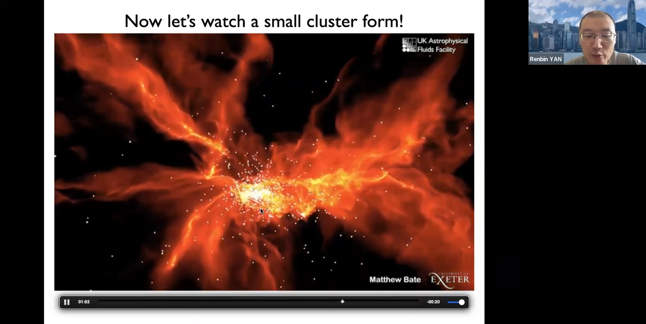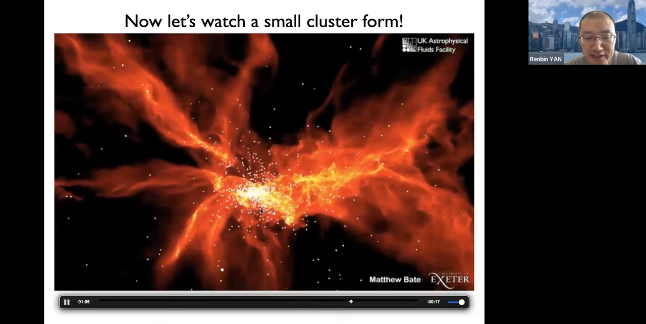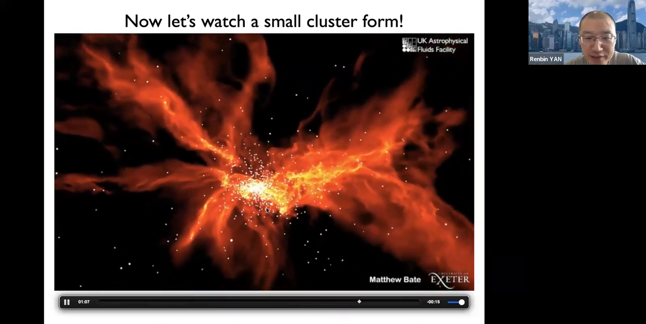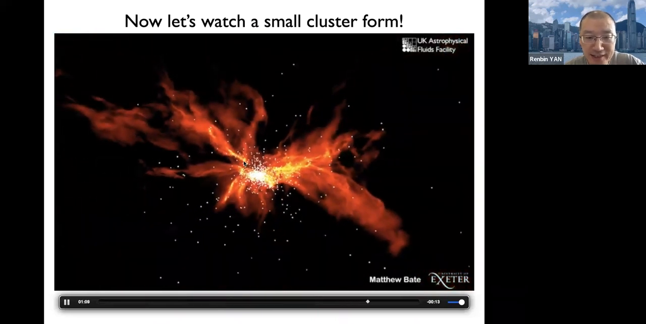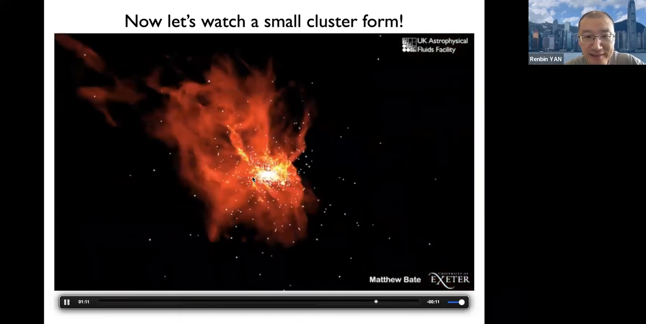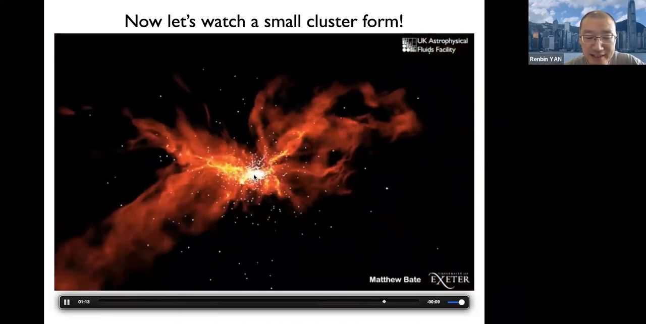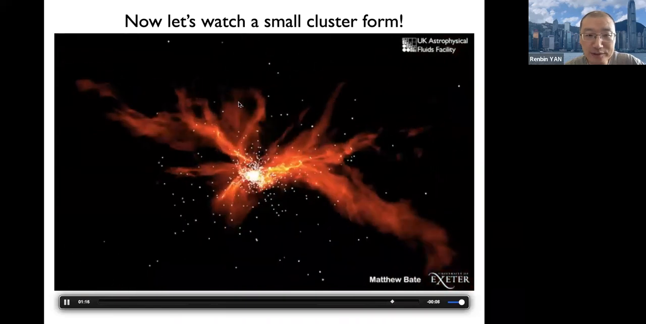So this is sort of how we try to understand star formation. We use computer simulations, and it starts with some gas cloud, and then when the gas in it gets dense enough, it will form stars.